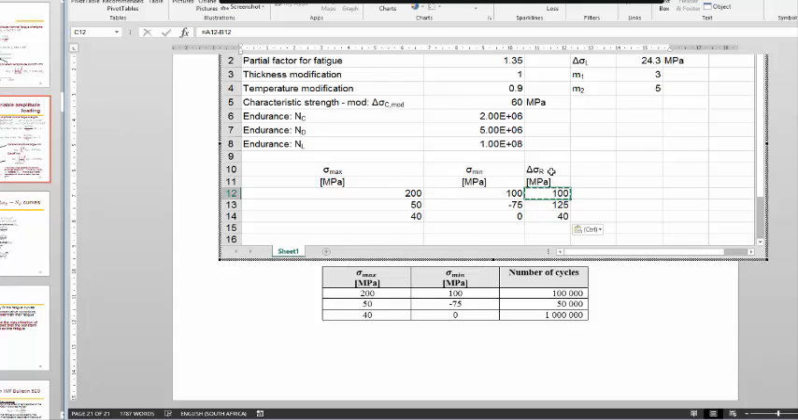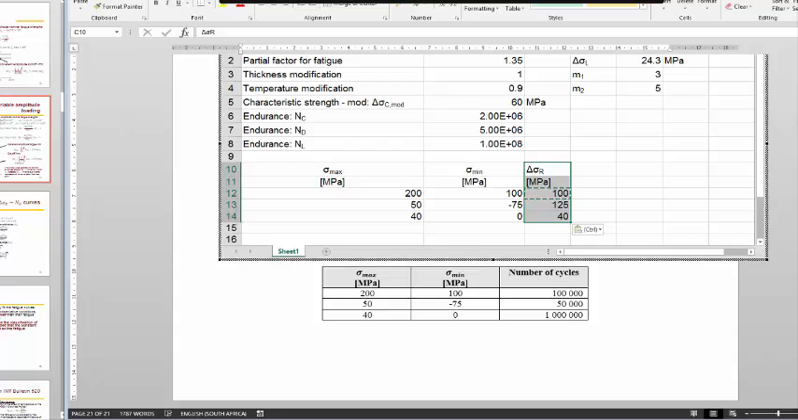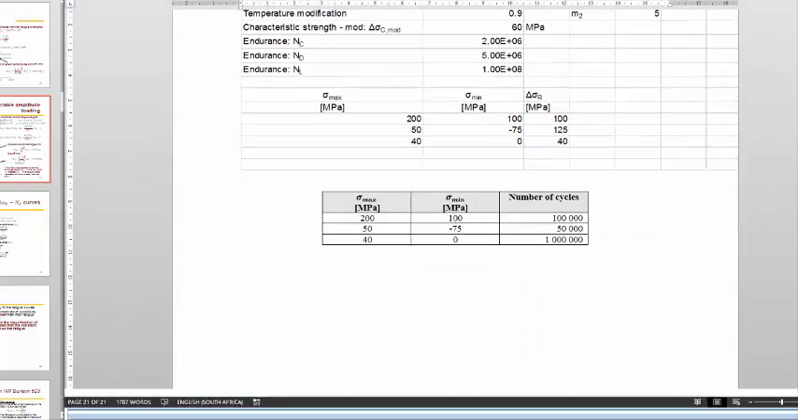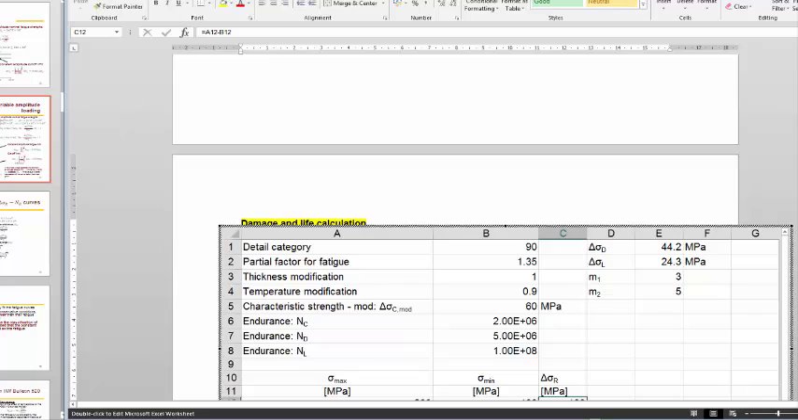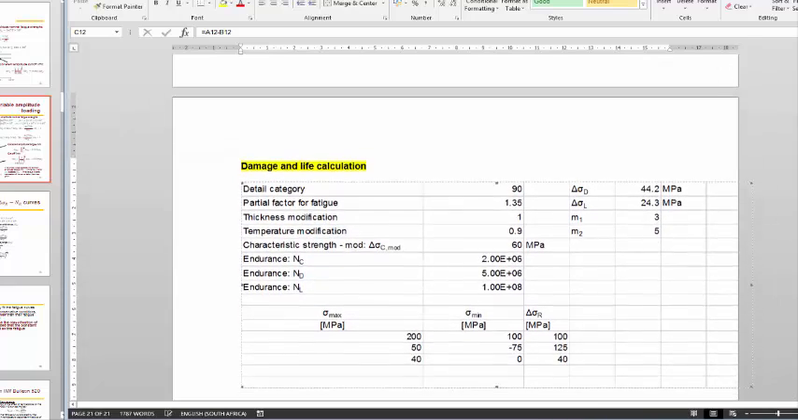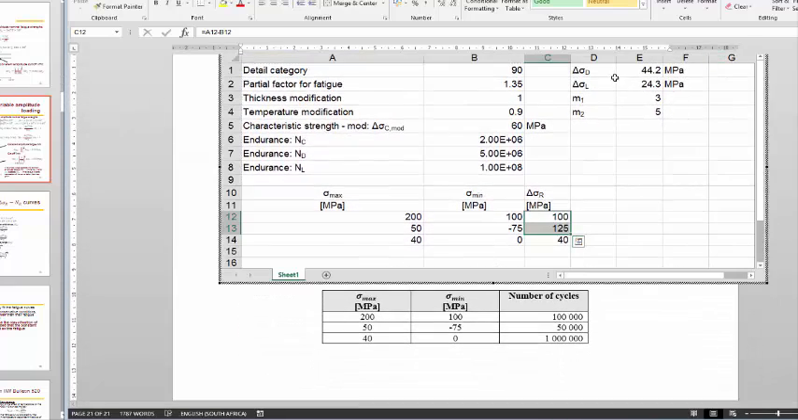Now I want to make a comment here at this point in time to clarify a few things. As you can see, these stress ranges contain one stress range, as a matter of fact, that exceeds the constant amplitude fatigue limit that we had in the table above. That exceeds the constant amplitude fatigue limit of 44.2 MPa. Right? So we do need to do damage calculations in this case.